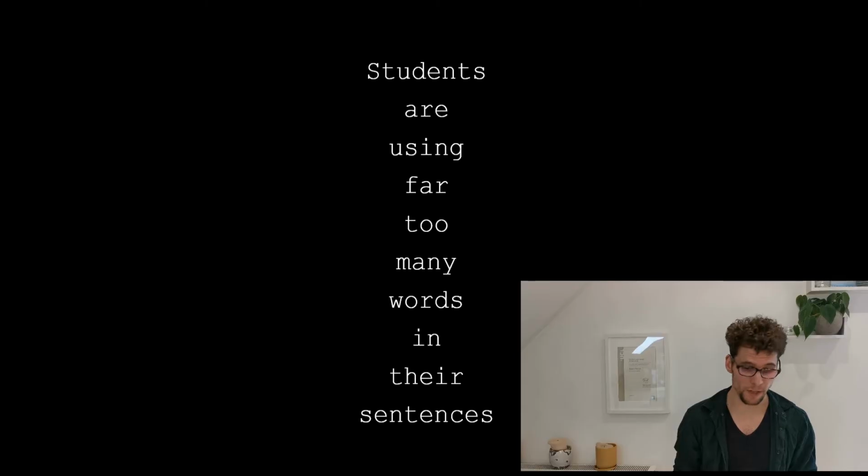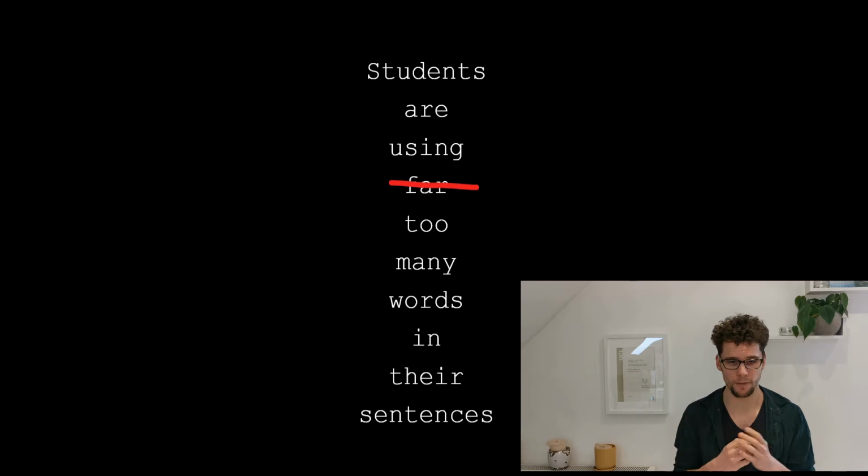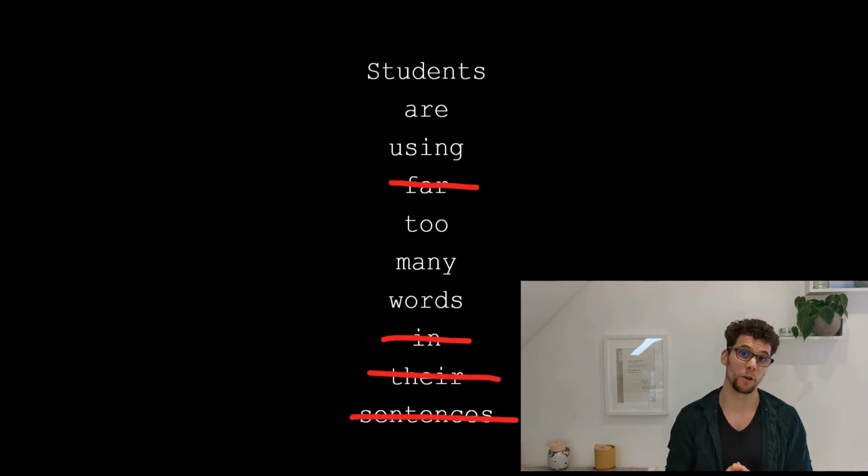Here are some words that we can cut in this sentence. Do we need to know that they're using far too many words, or could they just be using too many words? That far can go. And next, we're talking about students and we're talking about them using words. It's probably safe to assume that they're doing it in their sentences. So we can cut that from the beginning of the work as well.